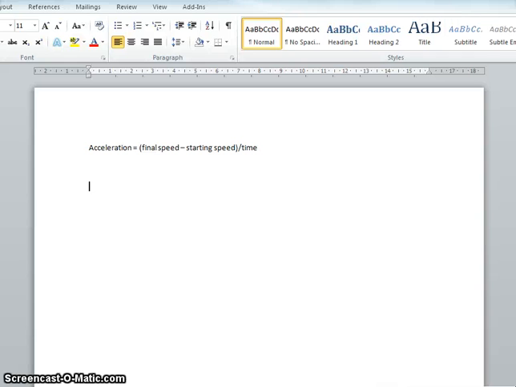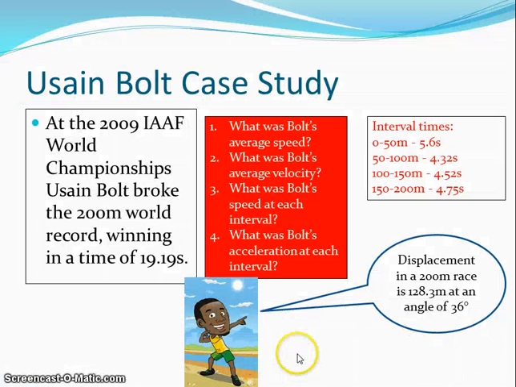So, speed equals distance divided by time, which was 200 meters divided by 19.19. That equaled 10.42 meters per second to the minus 1. So we've done question 1 already. Next up, I believe, was displacement. Oh, sorry, no, average velocity.